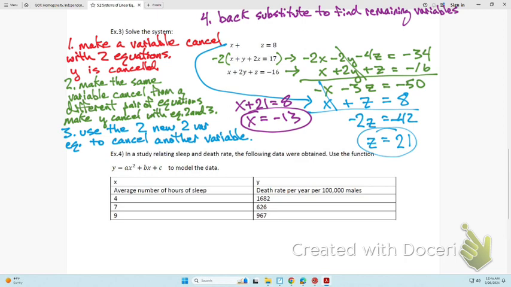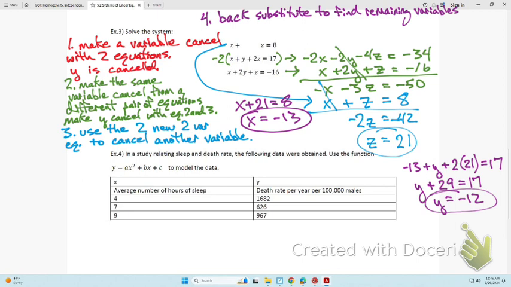Then let's plug -13 and 21 into any of the 3-variable equations. Let's plug it into the second equation. We have -13 plus y plus 2 times 21 equals 17. So we get 42 minus 13, that's 29. Subtract those, and we get negative 12. And that's it. All right, now the hard problem.